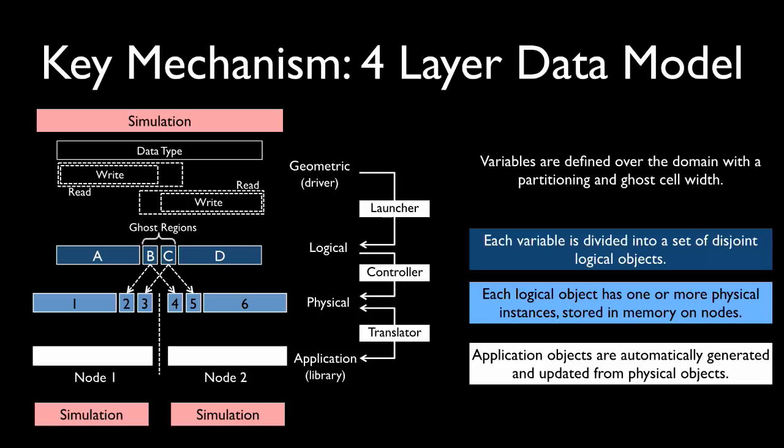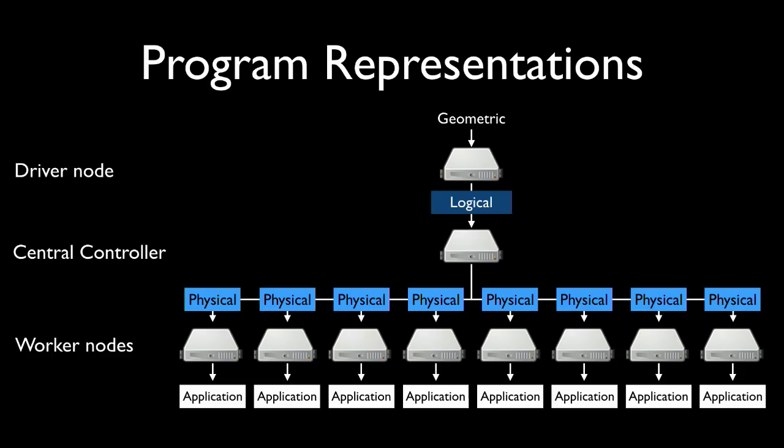This logical representation is then sent to the centralized controller, which actually binds those logical objects to particular physical objects, so memory on worker nodes. And so in this case, you'll have 2 copies of each of the 2 ghost regions, and so this becomes physical objects 1, 2, 3 on the left node, and 4, 5, 6 on the right node. Then the worker translates these physical objects into the data representation that the simulation library expects, the application representation. And then you run your 2 simulations in parallel, and they're stitched together with the ghost transfers as needed. So if you think about the overall system architecture, you have your driver program in the geometric representation that generates a logical representation, which is sent to the central controller. The controller then transforms that into the physical representation, which is sent to the worker nodes, which then translate that into your simulation library's representation.